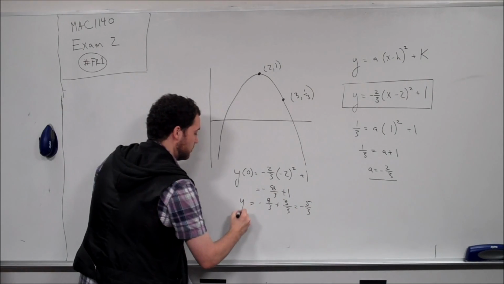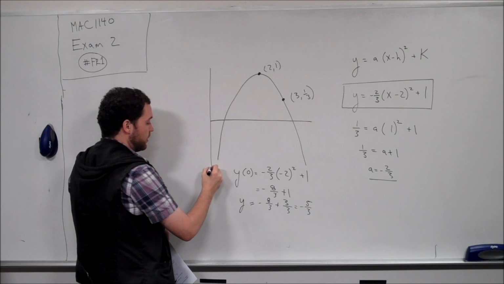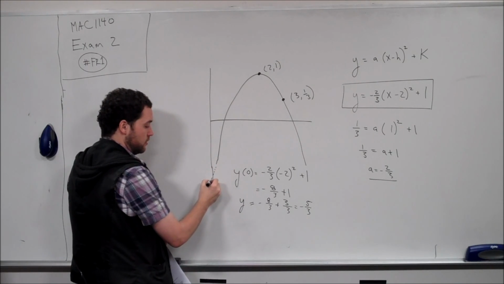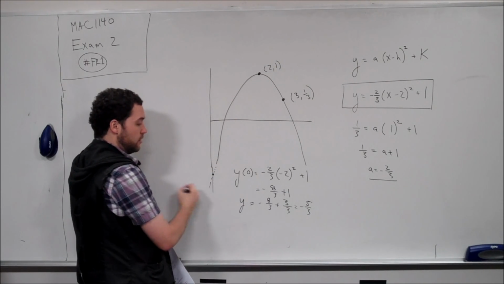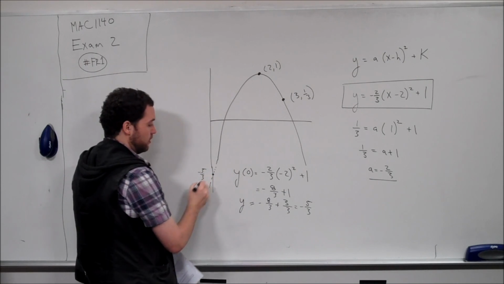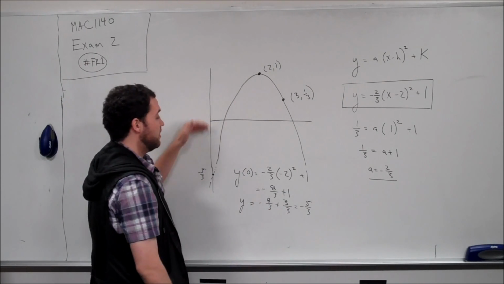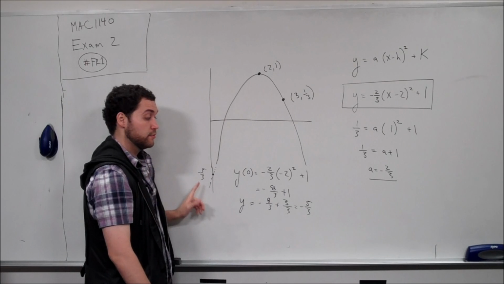as your y value. So that means if we were to continue this down to right here, we get negative 5/3. And that seems to be reasonable because we know it's definitely got to be below the x-axis, so our y-intercept should be negative.